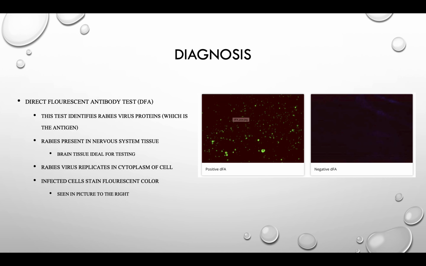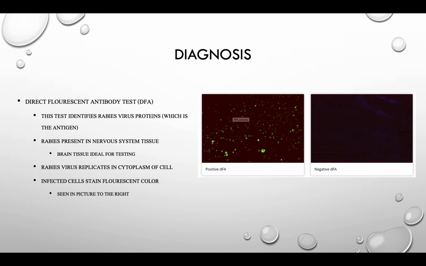How is it diagnosed? As we see here, we have some slides that are going to show positive versus negative testing. It is tested via direct fluorescent antibody test. It identifies rabies virus proteins, which is the antigen, and whether it's present in your nervous system tissue. So brain tissue is really ideal for testing since rabies swells the brain, and this is the control center for the rest of your nervous system and the entire body. If you are able to test nerve or brain tissue, you will see either positive or negative, and as we can look here on the right side of my screen, positive direct fluorescent antibody testing will show up as fluorescent colored for the positive proteins, and negative will show nothing. It looks like a dark midnight sky.